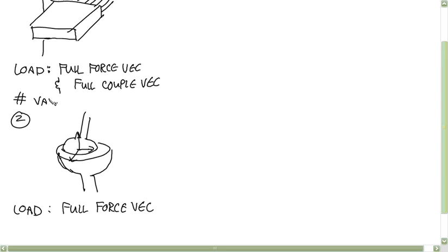So I skipped this step. For the fixed joint, how many variables do you need to represent that joint? Right. With the ball and socket, how many variables? 3. Right. Yep.